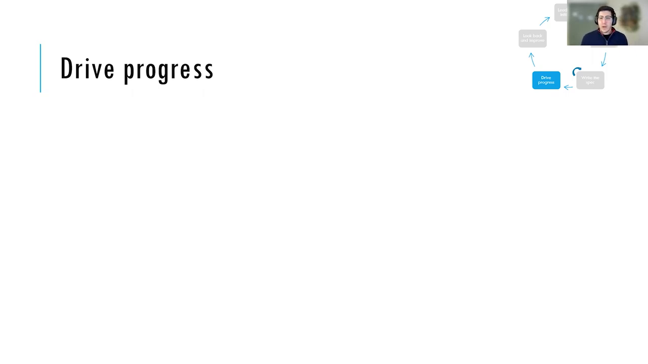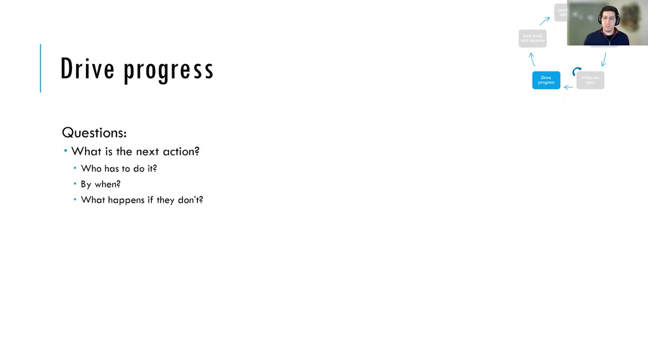So what I like to ask myself in these forums is somewhat straightforward. What is the next action? And once I understand that, who has to do it, by when, and what happens if they don't? Once I know that, I can make it clear to the team and we can all be on the same page as to who has the accountability to drive the progress, to do the next step.